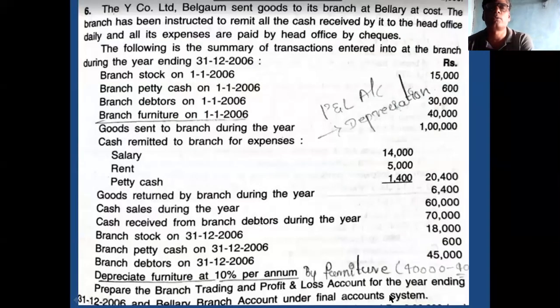Then come to the next problem. You see this problem. In this problem, they asked to prepare, at the last, the branch trading profit and loss account.